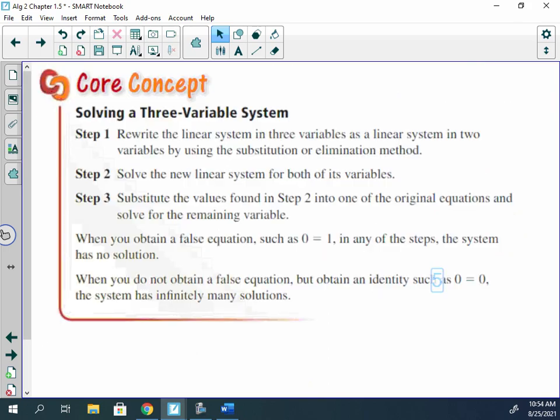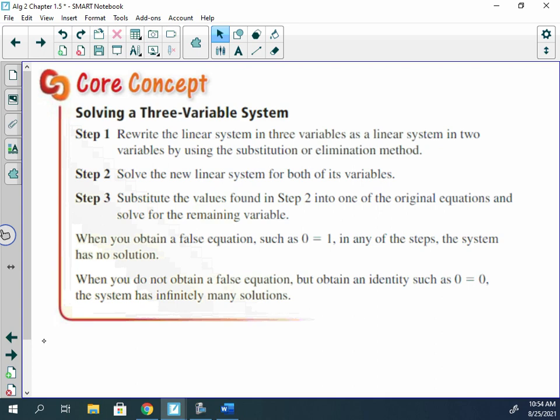Now, these here are the steps. I did give them to you. Number 1, rewrite the linear system in 3 variables as a linear system in 2 variables by using substitution or elimination. Step 2, solve the new linear system for both of its variables. Step 3, substitute the values found in step 2 into one of the original equations and solve for the remaining variable. When you obtain a false equation, such as 0 equals 1, in any of the steps, the system has no solution. When you do not obtain a false equation, but obtain an identity, such as 0 equals 0, the system has infinitely many solutions. So we have this here.